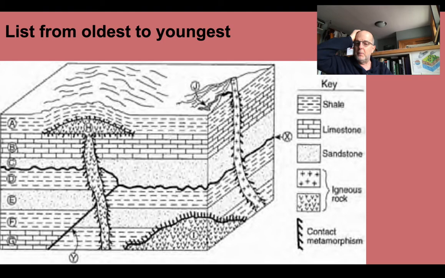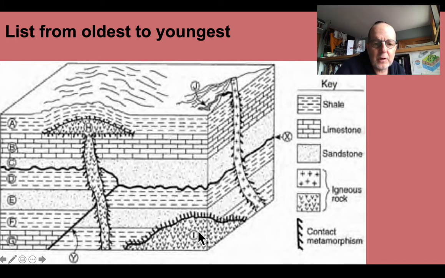Now we would want to list this from oldest to youngest. This is a block diagram, and it's a little hard to see, but we have A, B, C, D, E, F, and G. We have Y, which looks like a fault. We have X, which looks like an unconformity. We have J, which looks like extrusive lava. We have H, which is an intrusion, and then this uplifted laccolith. We have I, which is an intrusion. So we'd have to figure out what came first. And here it tells you that we have shale, limestone, sandstone, and igneous rock with the pluses and the V's.